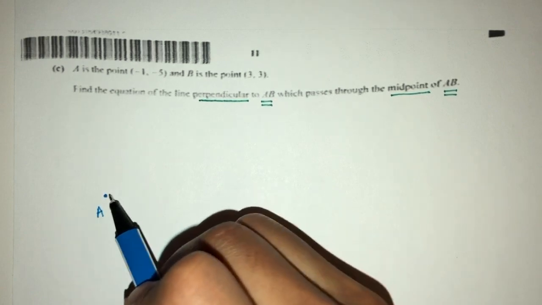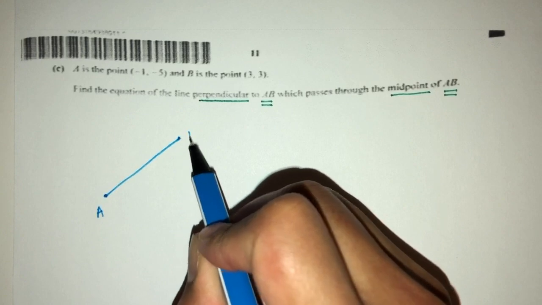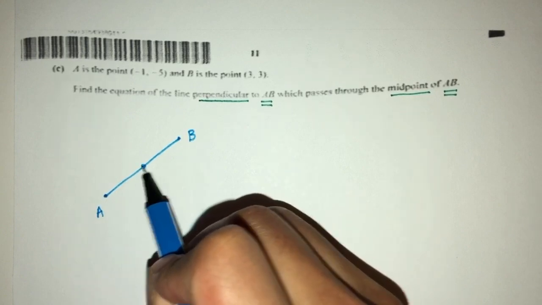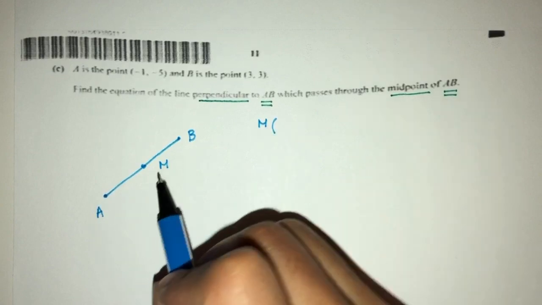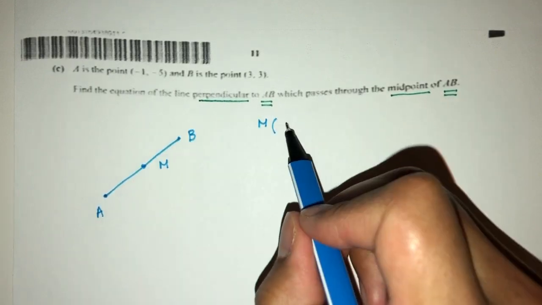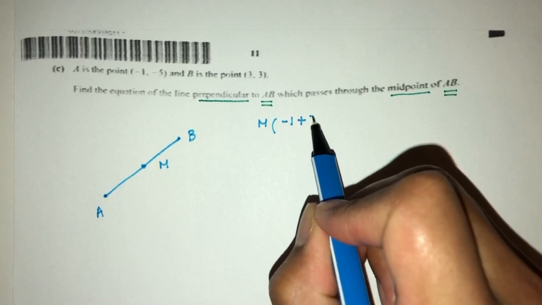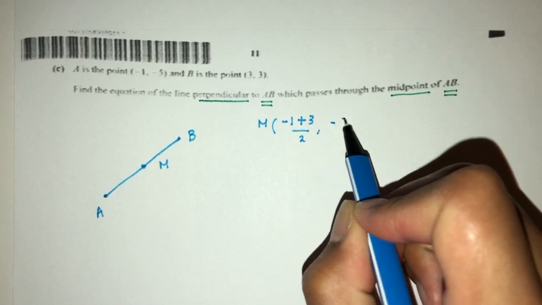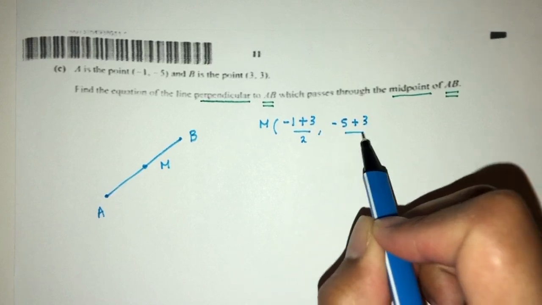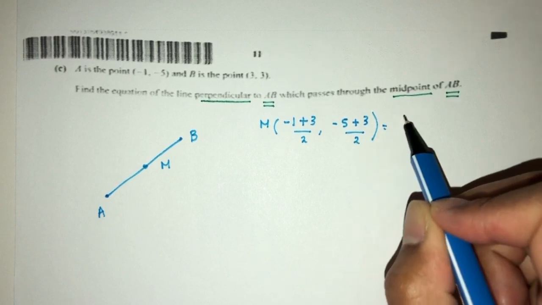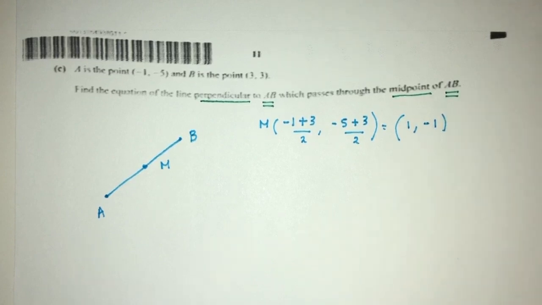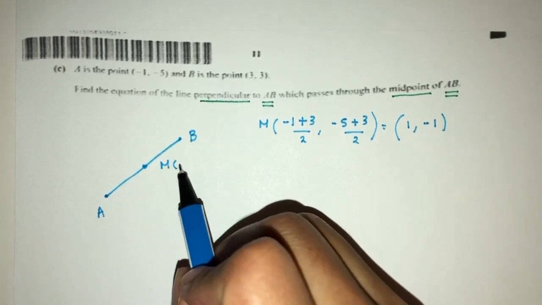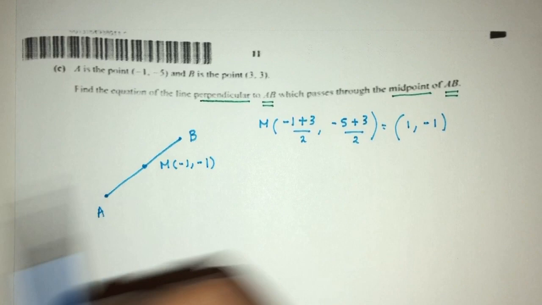So we have a point A here, for example. Let's say we have a point B here, and then we have a midpoint M. So let's first find the point M. M will be the midpoint. We know the formula, which is (-1 + 3)/2, (-5 + 3)/2. That should be 1, and that should be -1, right? So that will be my point M, the midpoint of the line AB.